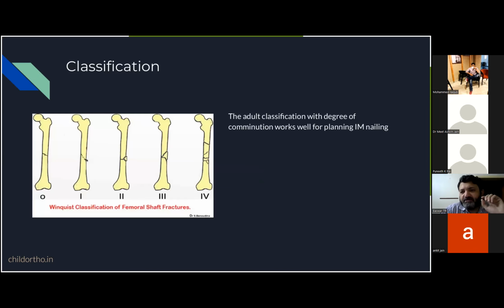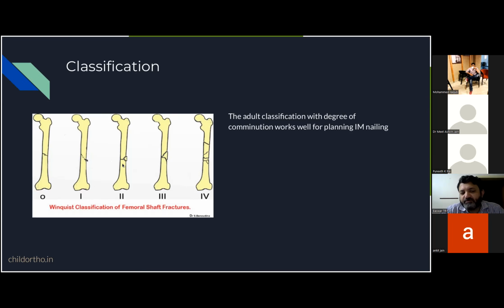The adult classification has some interesting details on the comminution, and this probably works well when you're planning to fix the fractures and you're doing an intramedullary nailing. The adult femur fracture classification has these features. For example, in the fracture pattern in type 1, it's less than 25% comminuted. That is of the cortical bone width, about 25% is comminuted.